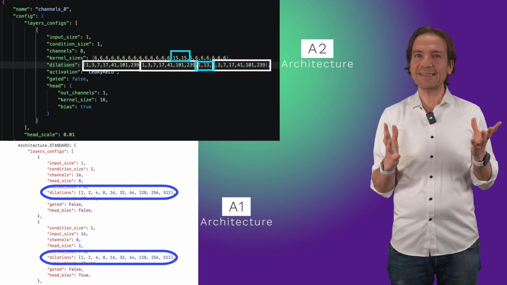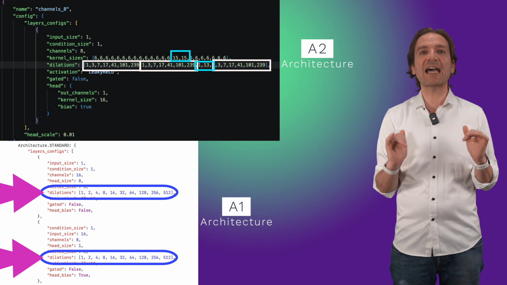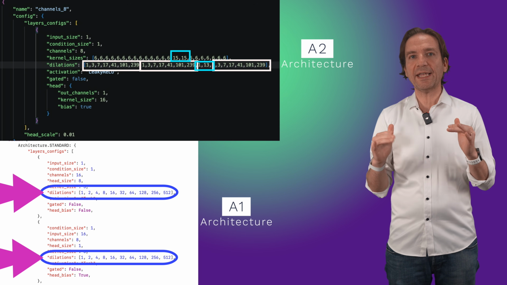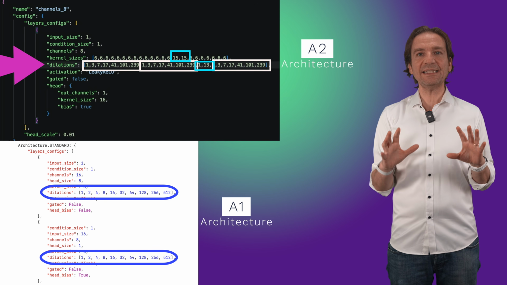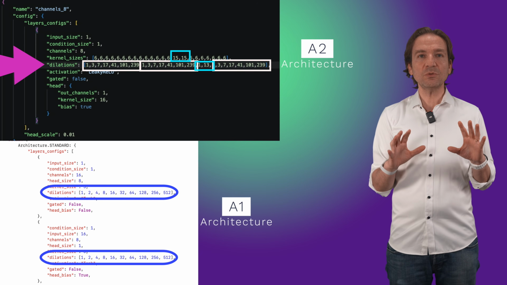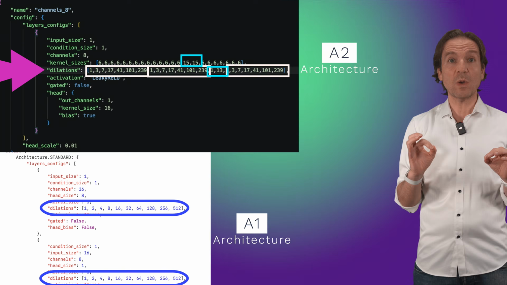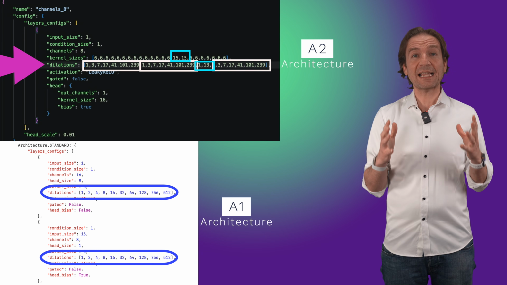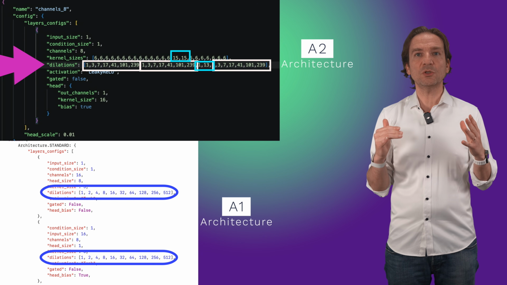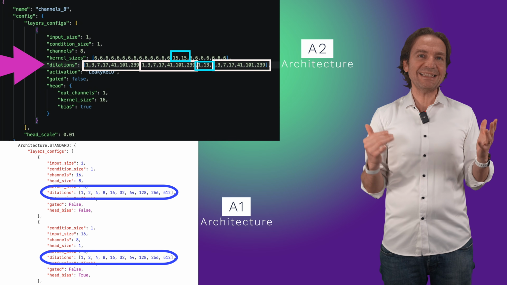But the real difference isn't the number, it's the pattern. A1 uses the classic doubling dilations 1, 2, 4, 8 up to 512. A2 uses a completely different pattern found through automated hyperparameter optimization. The pattern is 1, 3, 7, 17, 41, 101, 239. These aren't random numbers, they were specifically tuned for optimal frequency coverage. And then there's the gridding section.